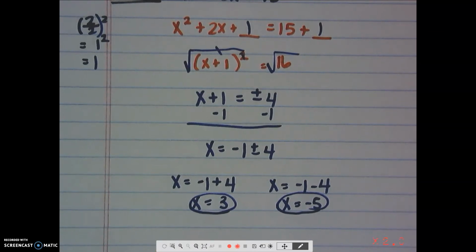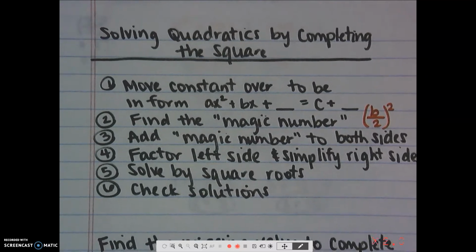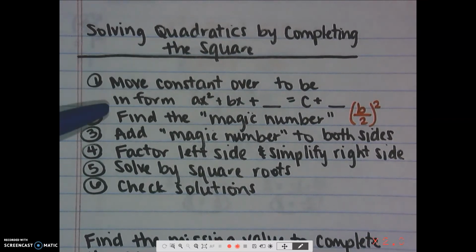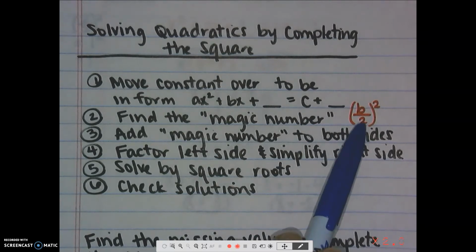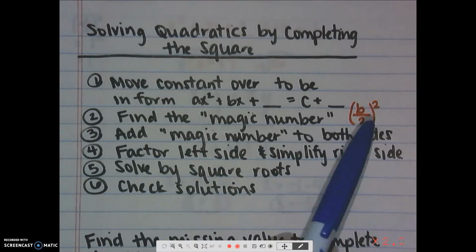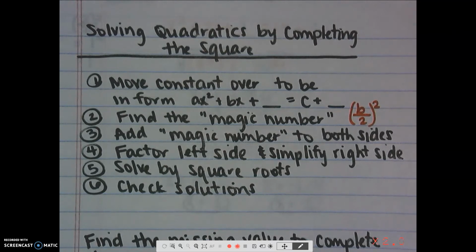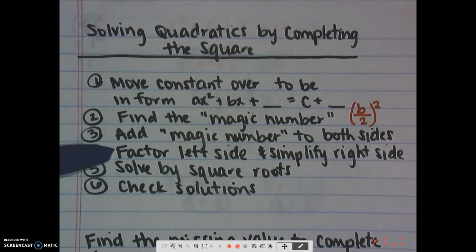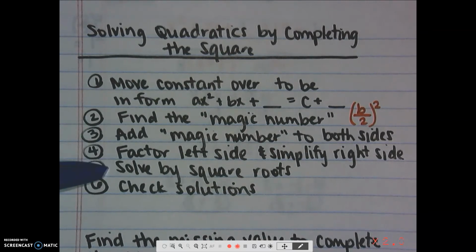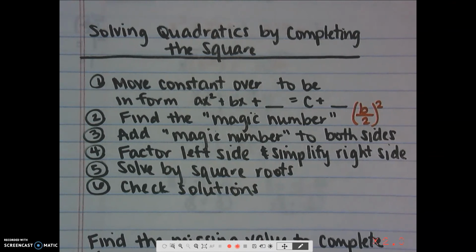So again, with this process, you have to make sure you know these steps, okay? You have to be able to find what I'm calling the magic number. You do that by taking half of b and squaring it. That's going to make the left-hand side be a perfect square trinomial when you factor it. Then you're going to solve by square roots and check those solutions. That's it.